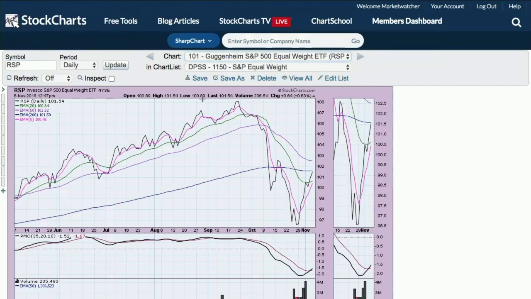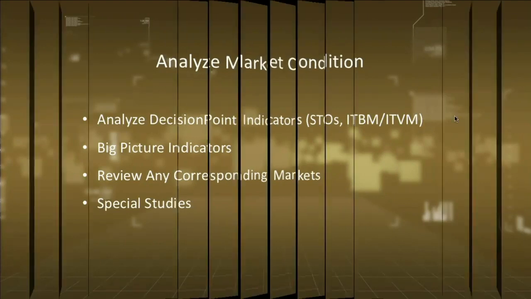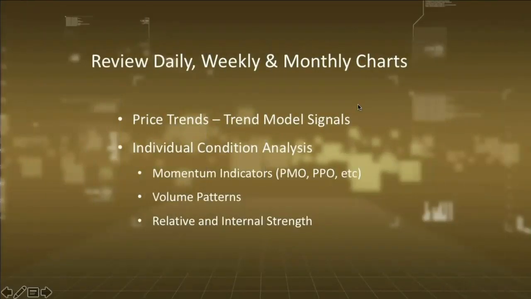So trend and condition analysis basically is looking at not only the price trends, but you want to also look at what the conditions of the market are. And the best and easiest way to do that is to use those DecisionPoint ChartPacks. That gives you the easy way to get to those primary DecisionPoint indicators, and it also gives you the opportunity to see all of the other big picture indicators you might want to look at as well.